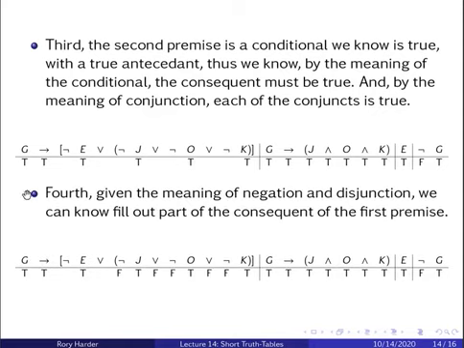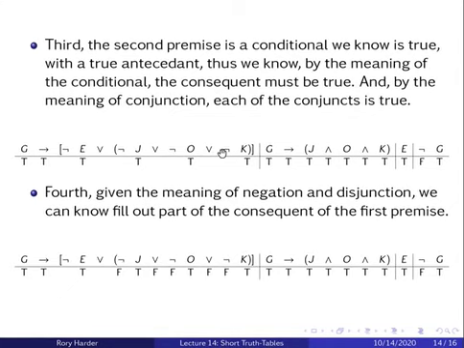Now, fourth, let's inspect the first premise, since the rest of the argument has been filled out. Given the meaning of negation and disjunction, we can fill out the consequent of the first premise. Since we know that J, O, and K are true, we know that their negations are false. And here we have a disjunction of three sentences, where the disjuncts are not J, not O, and not K.